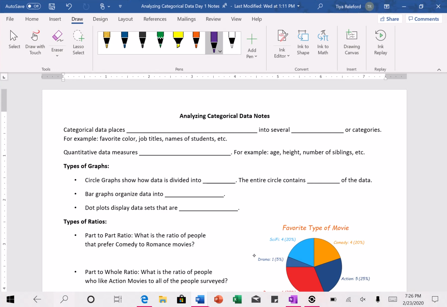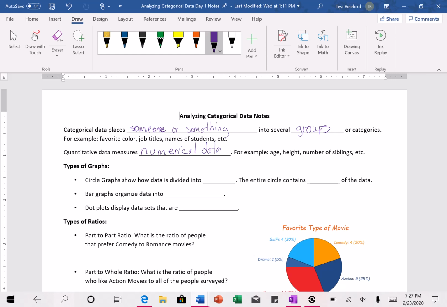Categorical data places someone or something into several groups or categories. Favorite colors, job titles, names of students, whatever you could use to put people or things into groups. Quantitative data measures numerical data. So these are things you can count. Numbers, how old you are, how tall you are, how many pets you have, that kind of thing.